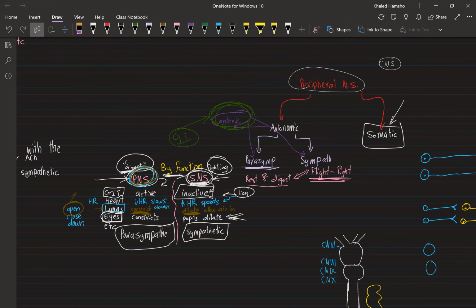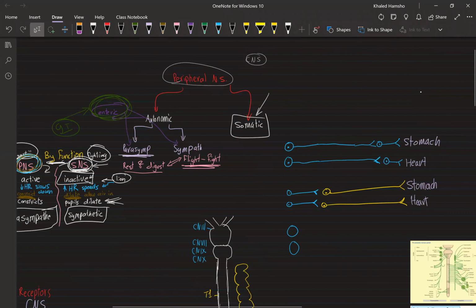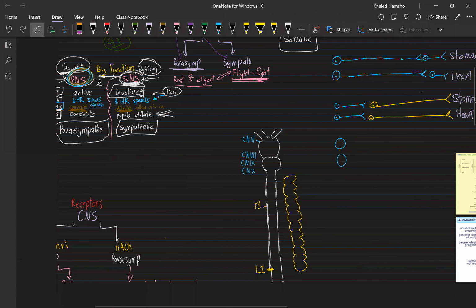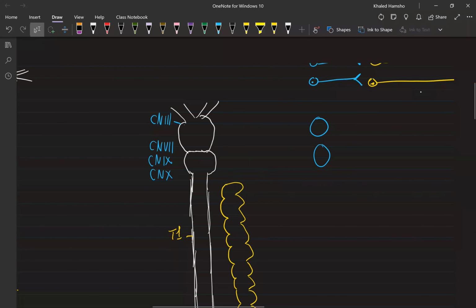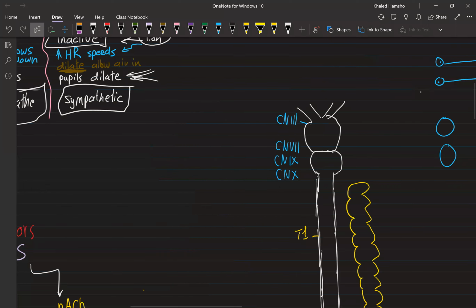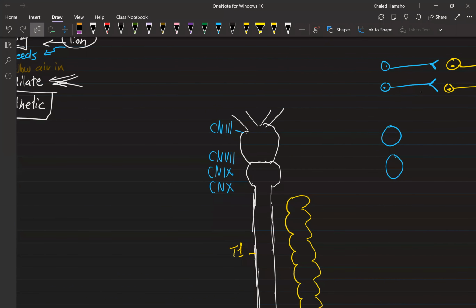All right, great. So, generally speaking, there is a structural division of the autonomic nervous system, and there's a functional division. We just covered the functions. Now let's discuss the structure. You just covered the anatomy about an hour ago, I think.